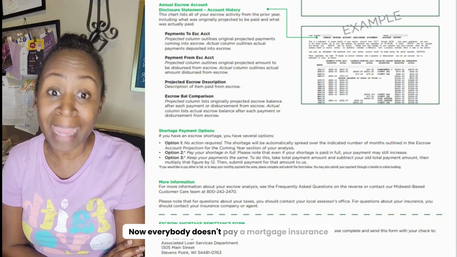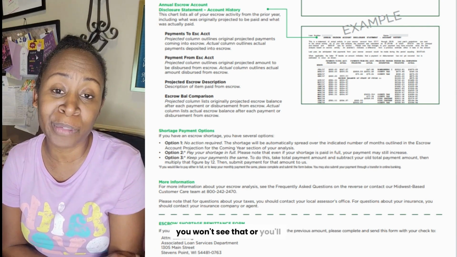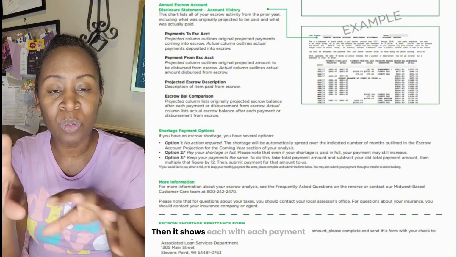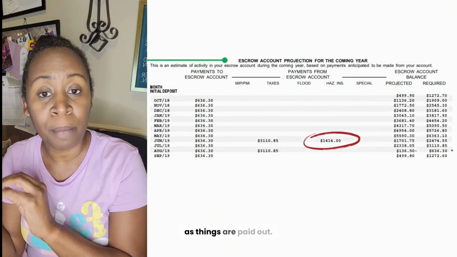Now, everybody doesn't pay a mortgage insurance premium. So if you don't have a mortgage insurance premium, you won't see that, or you'll see a zero there. And then it shows what's left. Then it shows that with each payment as things are paid out.